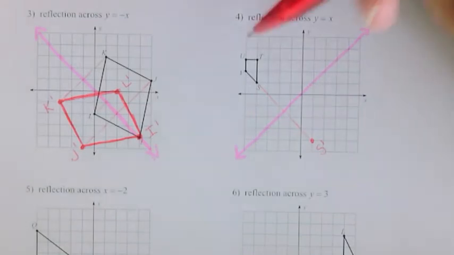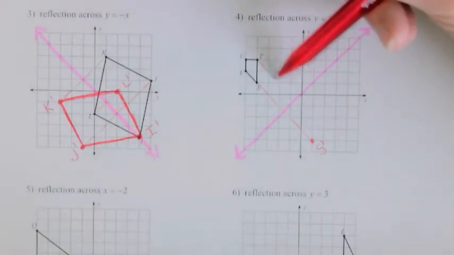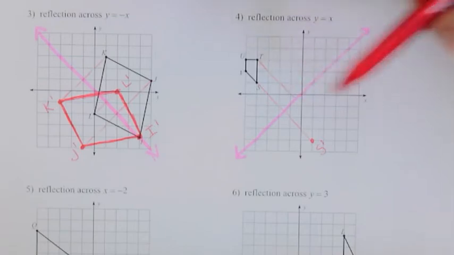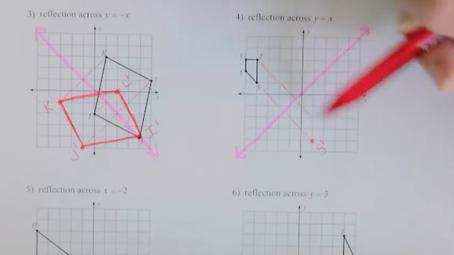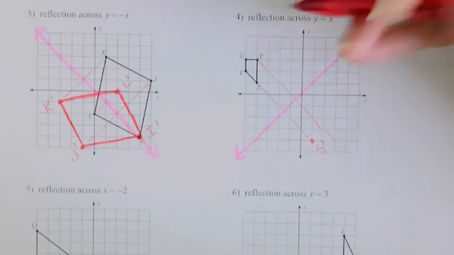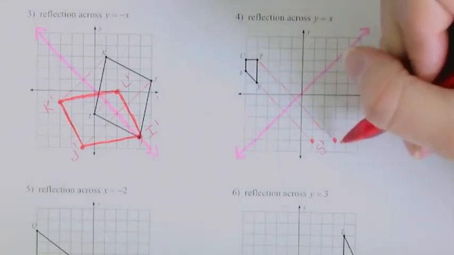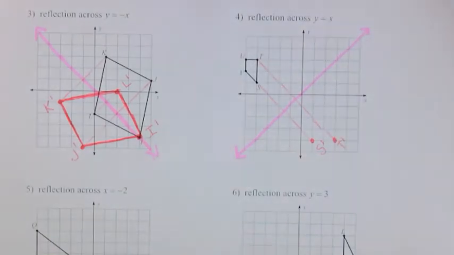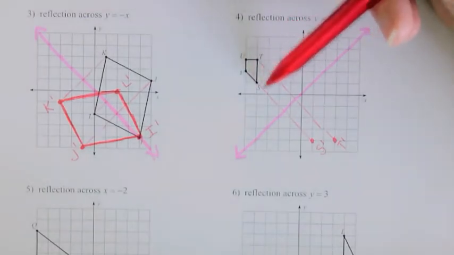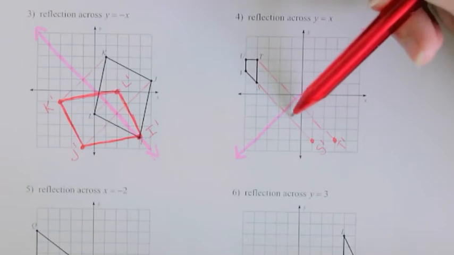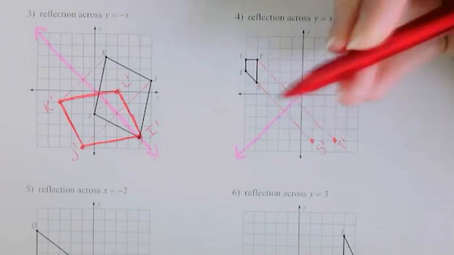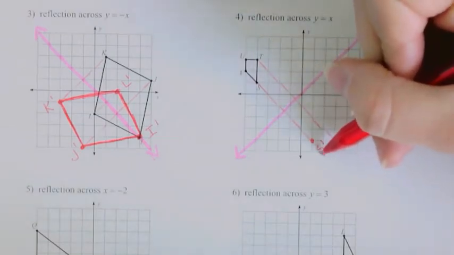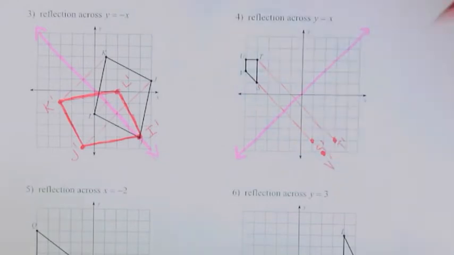Next, point T, we have to count diagonally 3.5 boxes. So in the same direction, on the other side of the line, count diagonally 3.5 boxes. This is your new point T, T prime. Next, point V, we have to count diagonally 3.5 boxes, so we will count diagonally on the other side of the line 3.5 boxes. This is your new point V, V prime.